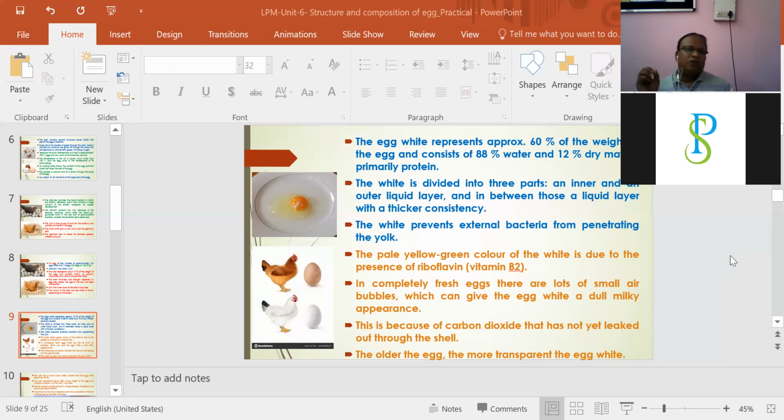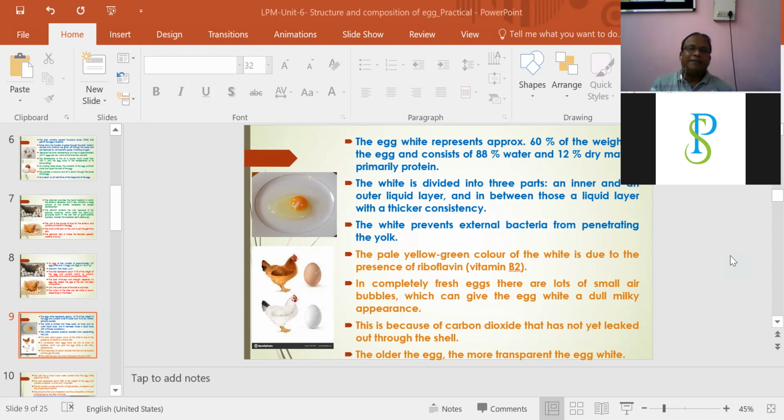The yellow, pale green color of the white is due to the presence of riboflavin, vitamin B2. You have seen that the color of albumin is slightly yellowish, not deep yellowish, slightly yellowish. This is due to vitamin B2, that is riboflavin.